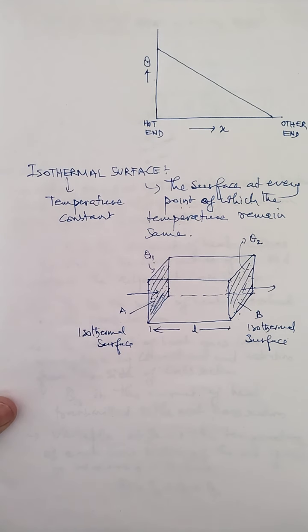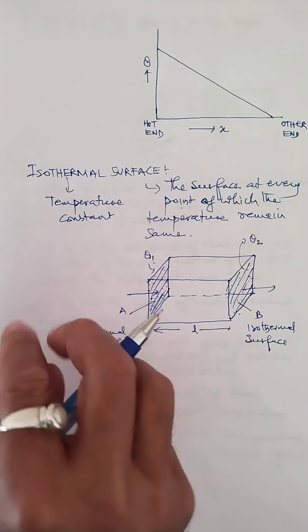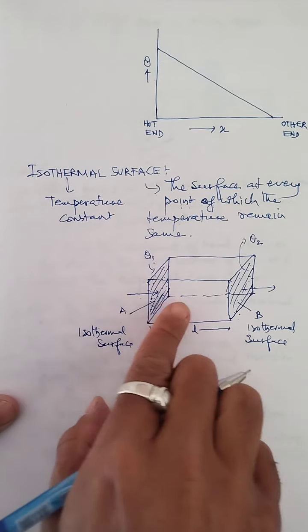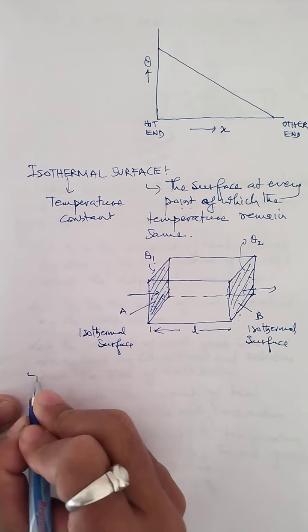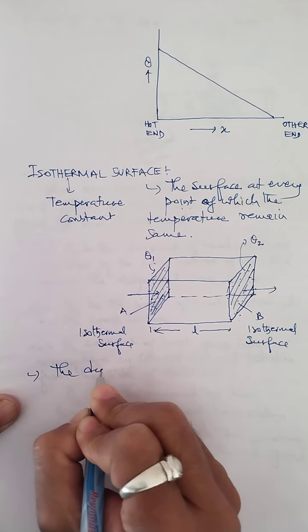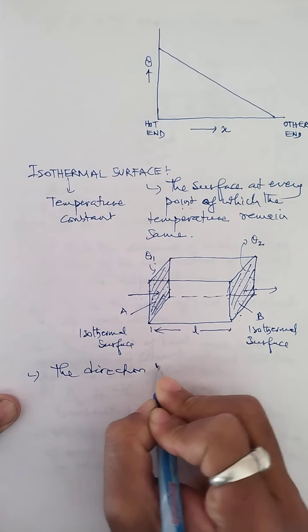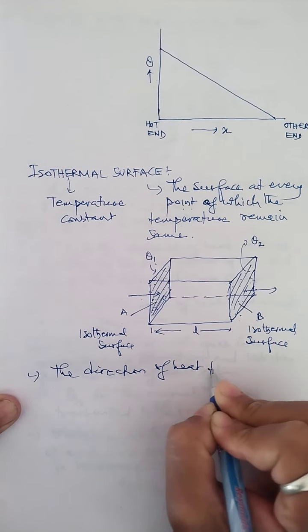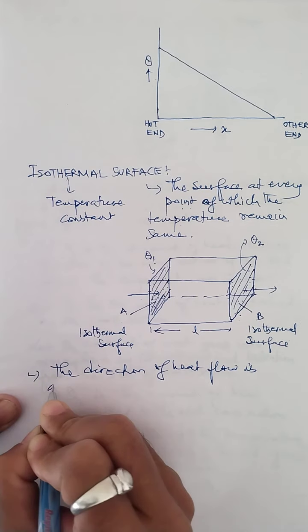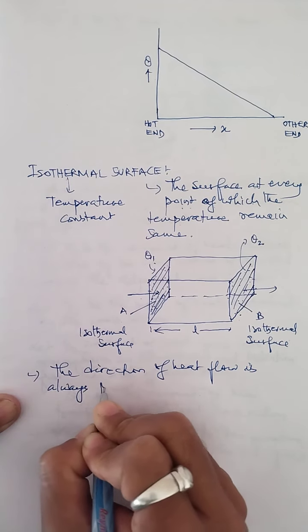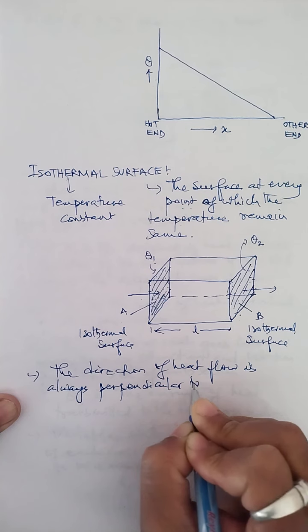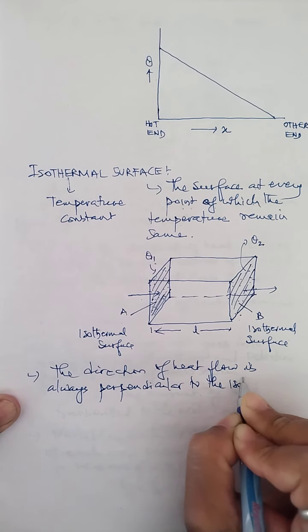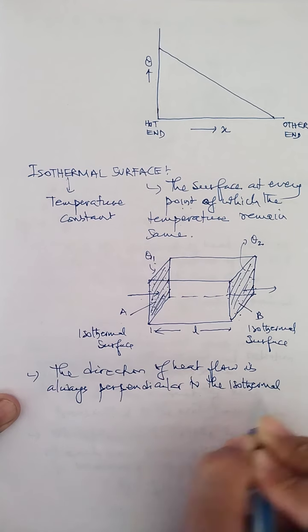Now, one important point you need to keep in mind regarding the isothermal surface is the direction of heat flow. This arrow indicates the direction of heat flow. The direction of heat flow should always be perpendicular to the isothermal surface. So write down one note: the direction of heat flow is always perpendicular to the isothermal surface. Remember this.